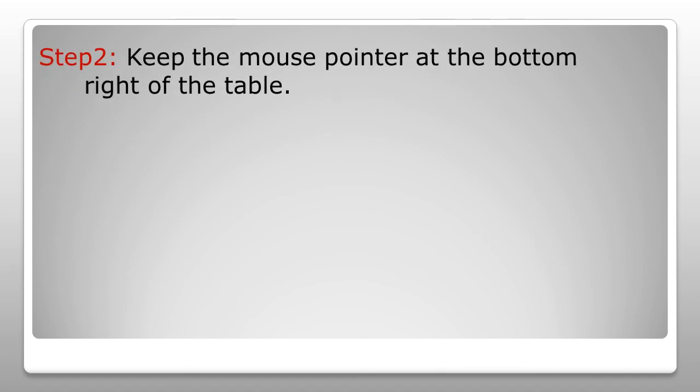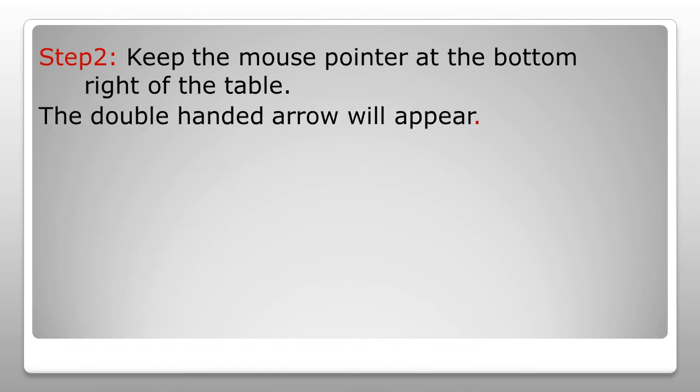Step 2. Keep the mouse pointer at the bottom right of the table. A double-headed arrow will appear on the lower right corner of the table. You need to select the table first. Then keep the mouse pointer at the bottom right side of the table. The double-headed arrow will appear at the lower right corner of the table.